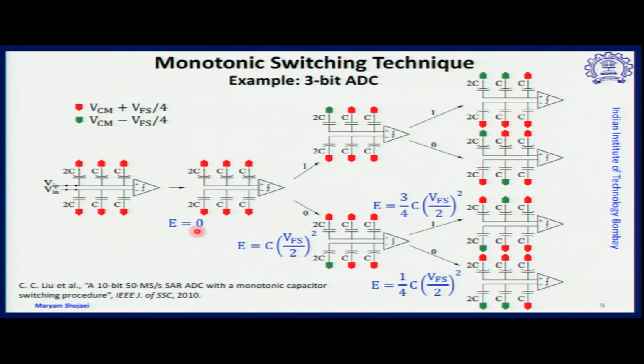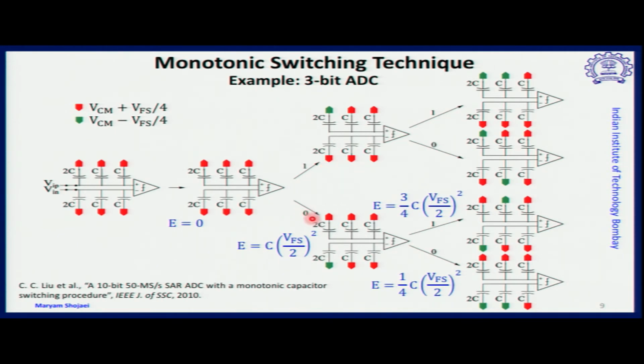So for example here, when we open the switches at the input and the comparison is done, energy consumption is 0. Now, based on the output of the comparator, whether it is 1 or 0, the decision has to be made. The interesting point here is that switching will be performed at one side only. For example, if the output is 1, that means we have to reduce the effective voltage at the V-in P side. Therefore, the MSB capacitor is connected to VCM minus V full scale by 4. That's it. No switching will be performed on the other side.